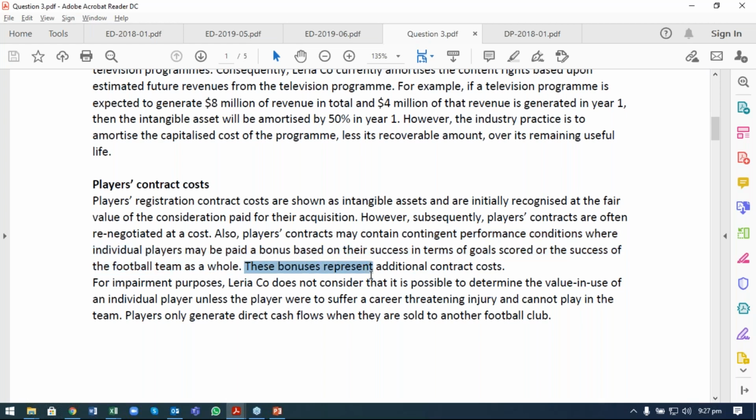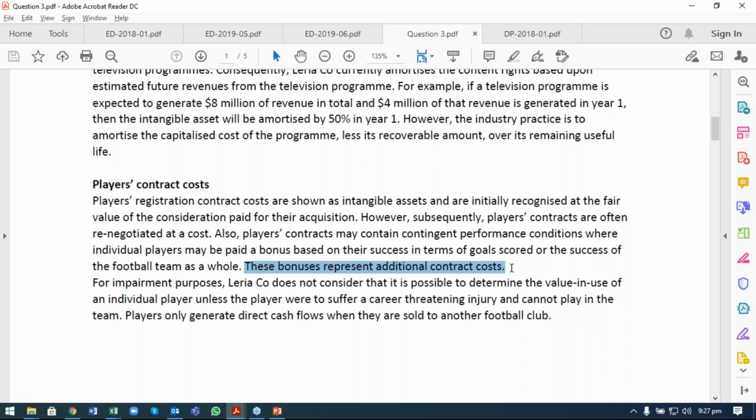So these bonuses, the additional contract cost, should be accounted for based on the contingent consideration criteria, and based on the most probable outcome, future bonus payments should be recorded immediately right now. Next thing is how you are going to record impairment. Individually you cannot evaluate the performance of a player, because an individual player is never a revenue generating individual for the company, except if the player is sold to another party. This is the only case when you can recognize revenue from that player.